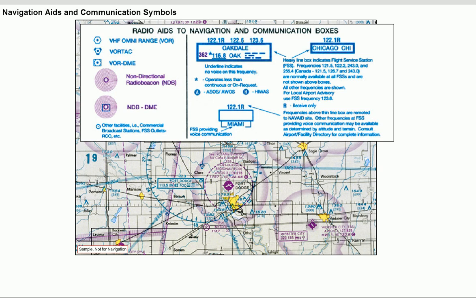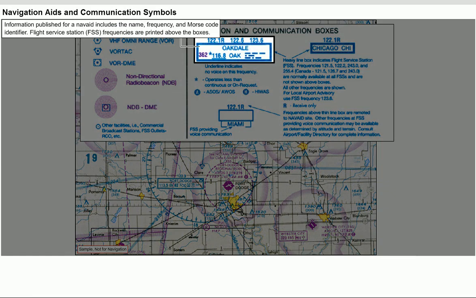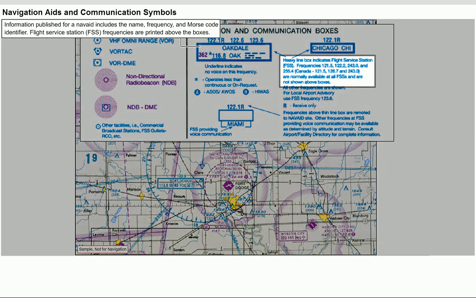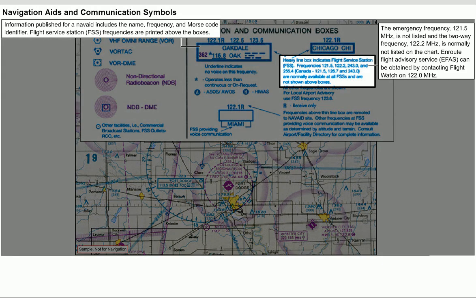On VFR aeronautical charts, boxes contain radio aids to navigation, or nav aids, and communication frequencies. These boxes appear near the nav aid symbol. Information published for a nav aid includes the name, frequency, and Morse code identifier. Flight service station, or FSS, frequencies are printed above the nav aid boxes. Because they are normally available at every FSS, the emergency frequency, 121.5 MHz, and the two-way frequency, 122.2 MHz, are not listed on the chart.